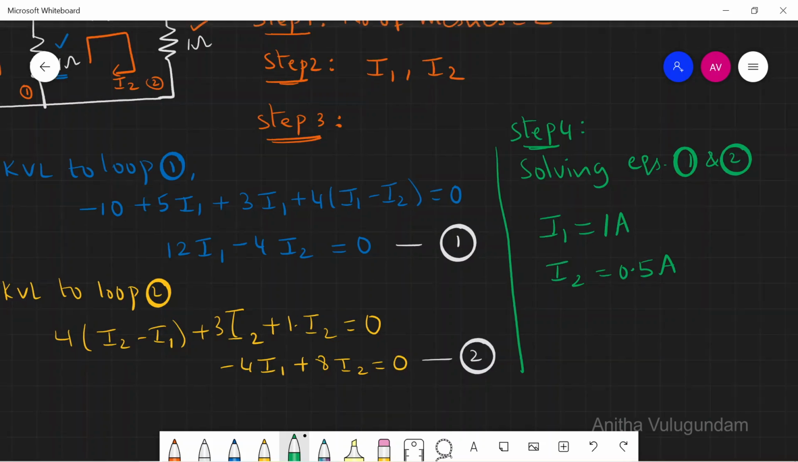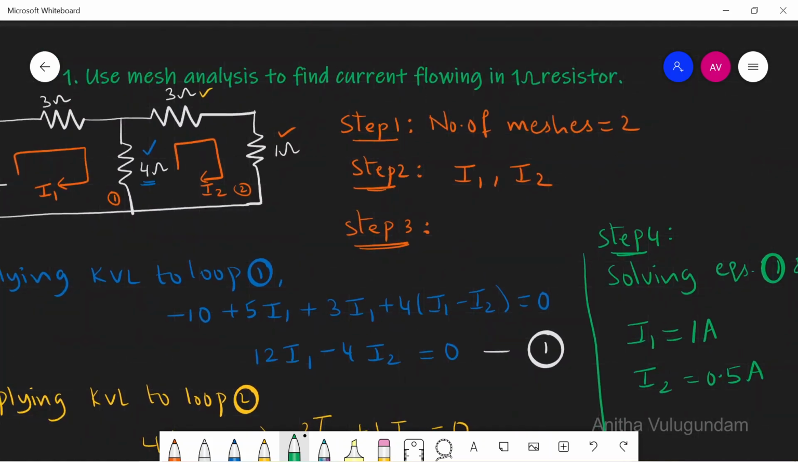What is the question? We use mesh analysis to find current flowing in 1 ohm resistor. If you see here 1 ohm resistor, current I2 is flowing, which is equal to I2. Therefore, current flowing in 1 ohm resistor equal to 0.5 amp. This is the answer.